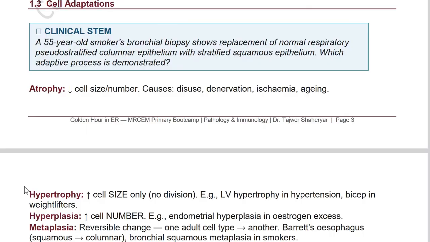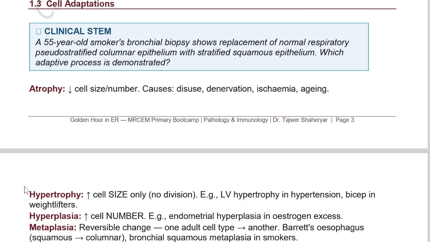So one adult cell type turns into another. This is what the clinical stem was referring to, isn't it? One cell type, which was normal respiratory pseudostratified columnar epithelium, turned into stratified squamous epithelium, right? So this is a reversible change. Just remember, metaplasia is reversible, okay?